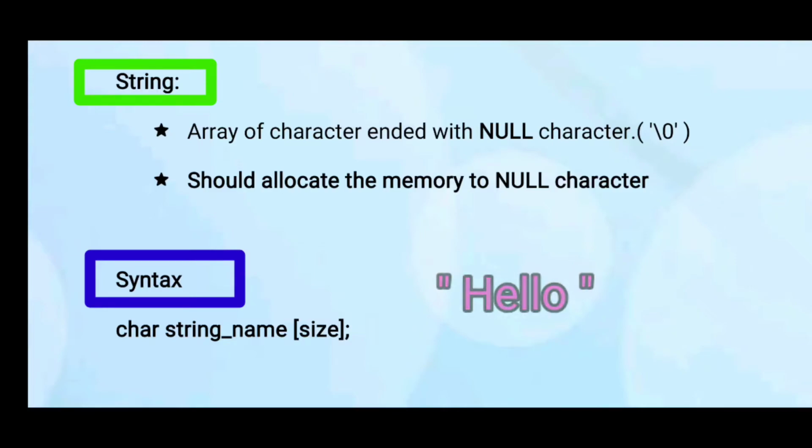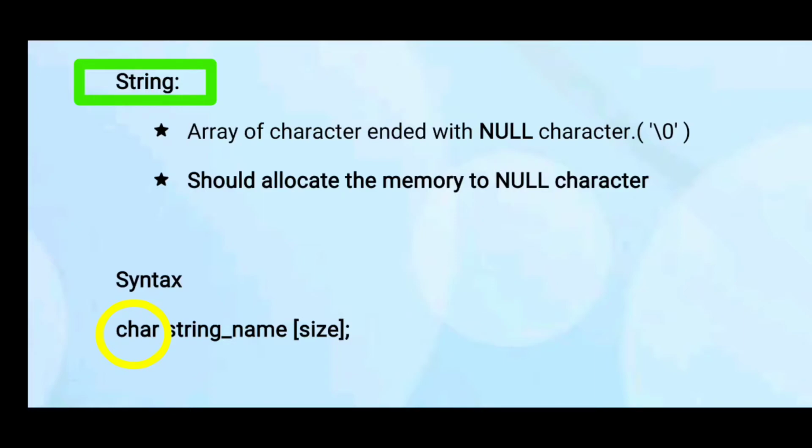Next, the syntax for this string. At first, char, that is the character data type. Here you should not mention any other data type because string is a character array. Then the string name, which you can give any name, and inside the square brackets there is the size of the string. For example, if the size of the string is 10, then you should write 11. The extra one is for the null character. In a string you should allocate memory to the null character also. If you know the exact size of the string you can give the size, or else you can leave it empty.